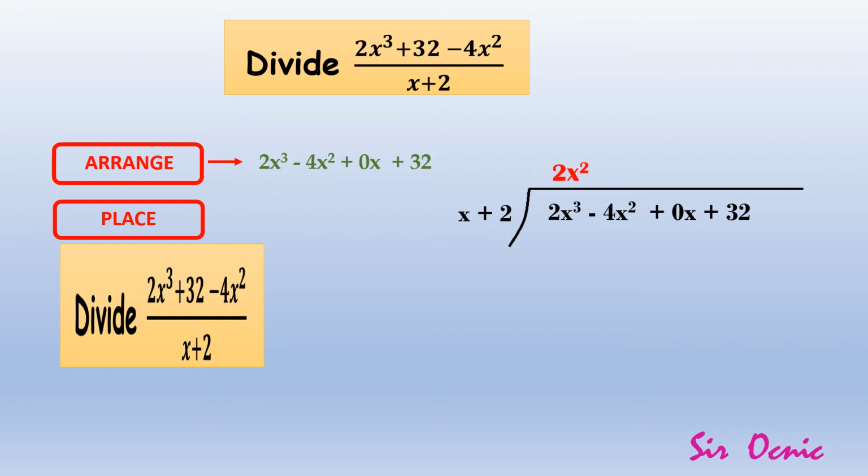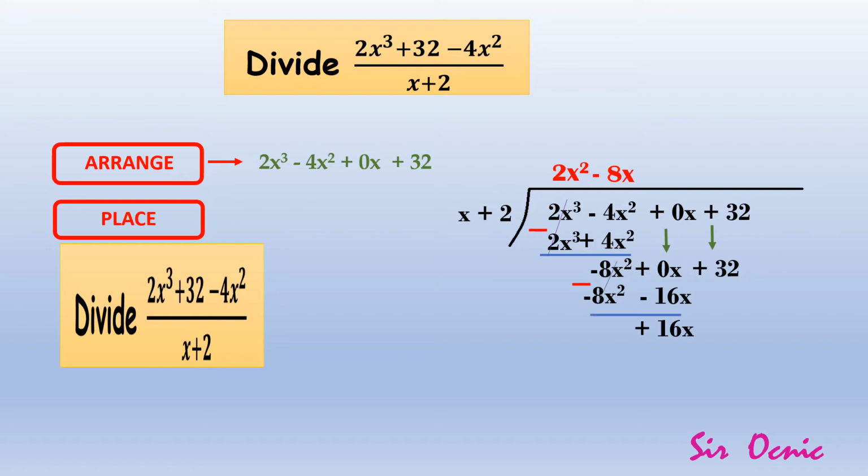That's 2x cubed divided by x equals 2x squared. 2x squared times x equals 2x cubed. 2x squared times 2, that is equal to 4x squared. Subtract the terms, that is 0 and negative 8x squared. Bring down 0x. Negative 8x squared divided by x is equal to negative 8x. Negative 8x times x equals negative 8x squared, and negative 8x times 2 is equal to negative 16x.